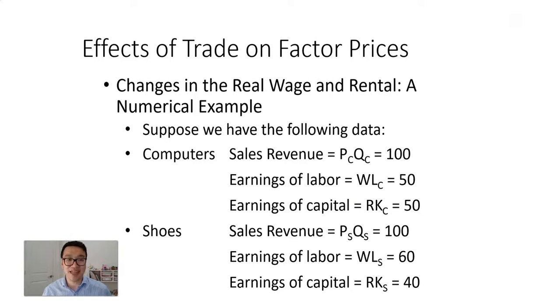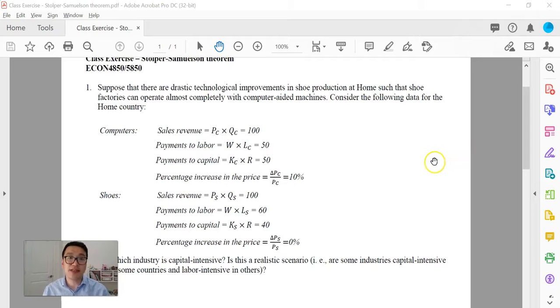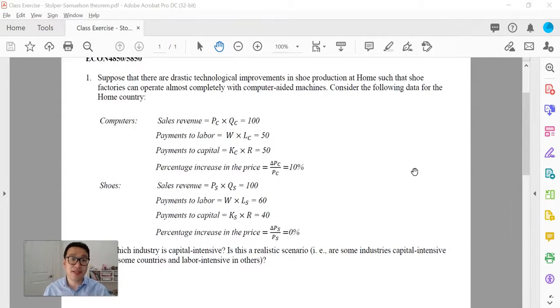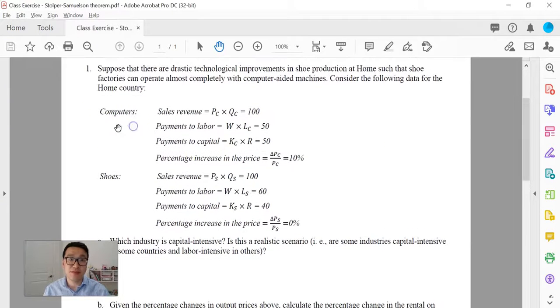Okay, let's start. This sample question has been posted on the same page, and I put it out, and you can see this in the PDF. They provide exactly the same information. Two industries will be the computer and shoes, and we have the sales revenue, payment to labor, and payment to capital. The price of computers increased by 10% with trade, and for shoes, the sales, payment to labor, payment to capital, and percent change in the price of shoes will remain unchanged. So those are the given conditions.